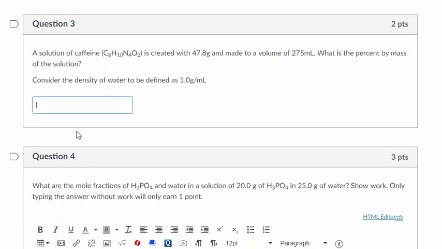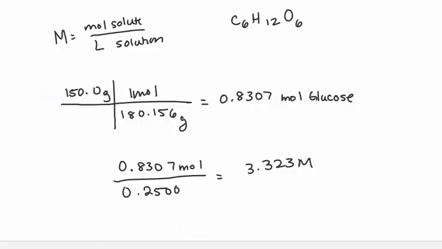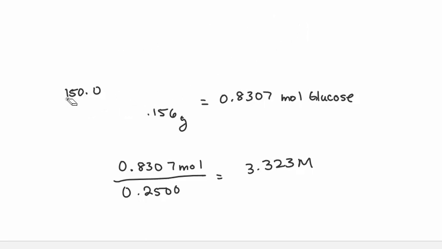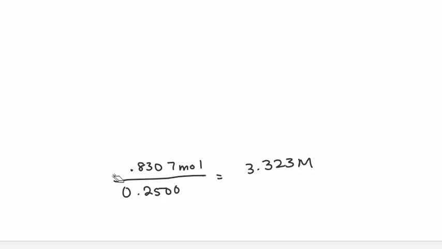Number 3, a solution of caffeine, and here's the chemical formula, is created with 47.8 grams to make a volume of 275 milliliters. What's the percent mass? Now, just for clarity's sake, you should be able to calculate molarity, molality, and percent mass. And you could be asked to do that for all of the same conditions. Just keep that in mind as well.